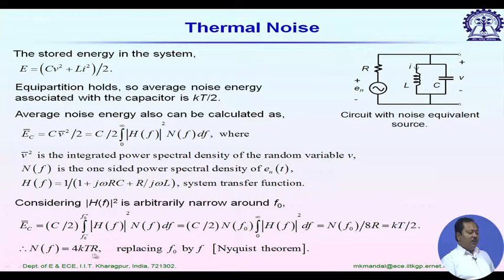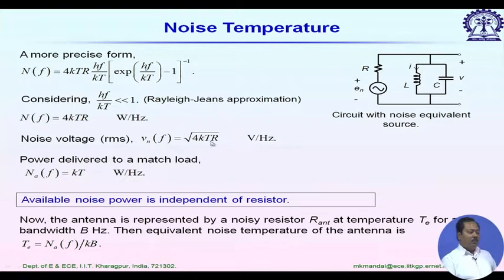N(f) is 4kTR. Whenever we use the expression noise power equal to 4kTR, it is actually a simplified form. We have a more accurate form, given here. The thermal noise power N(f), you remember, is equal to 4kTR times hf by kT, divided by the exponential function, exponential of hf by kT minus 1. This is the general form for thermal noise.